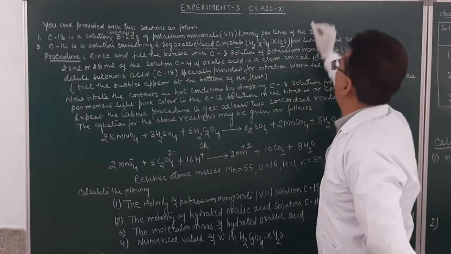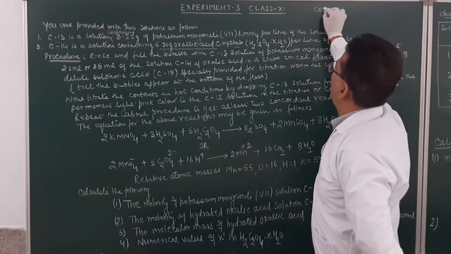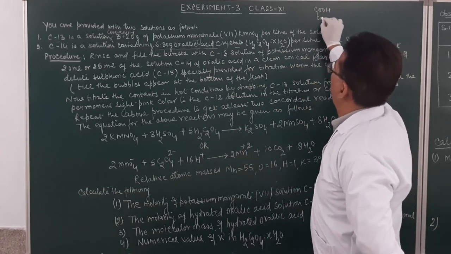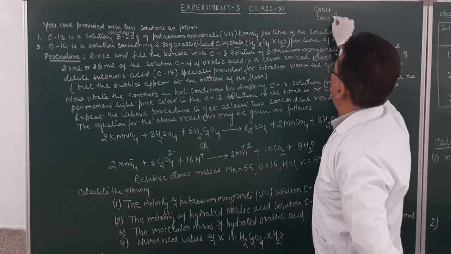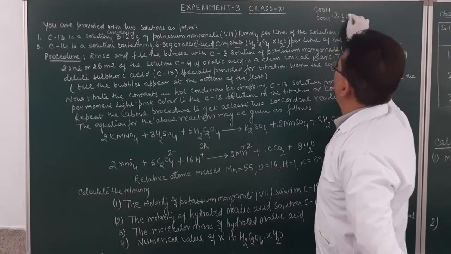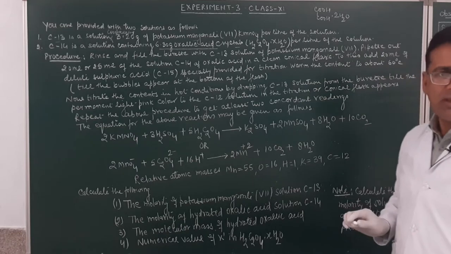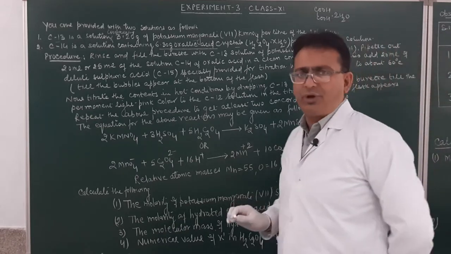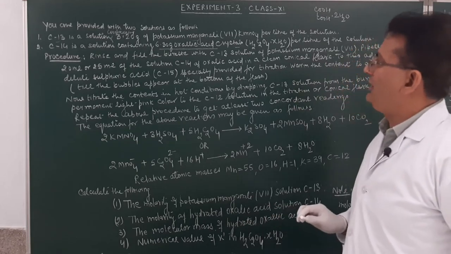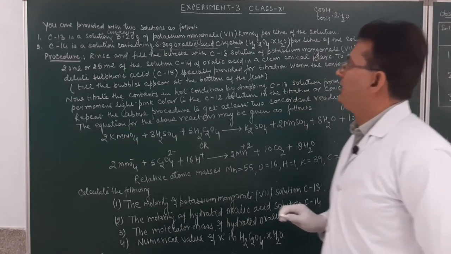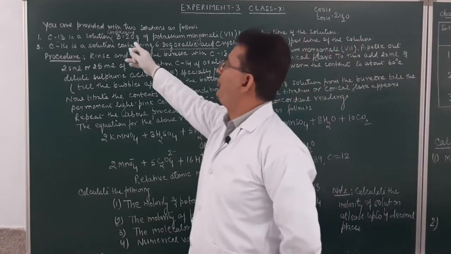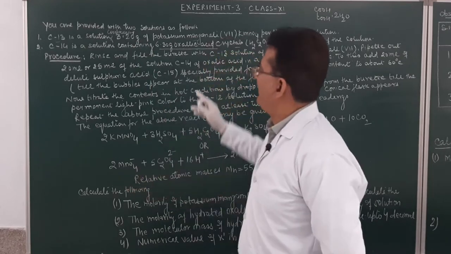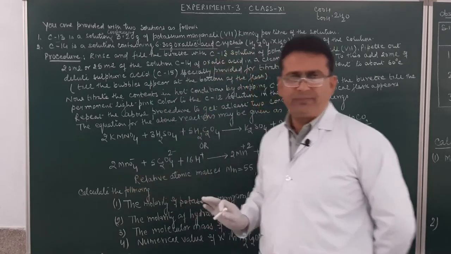What is the oxalic acid formula? The formula for oxalic acid is (COOH)2 and then 2 molecules of water. This is oxalic acid. Am I clear? So you are provided with 2 solutions. C13 is a solution of KMnO4. C14 is a solution of oxalic acid. KMnO4 solution is 3.20 gram per liter and oxalic acid is 6.30 gram per liter.